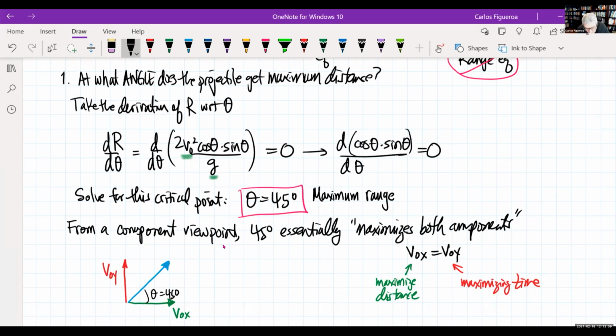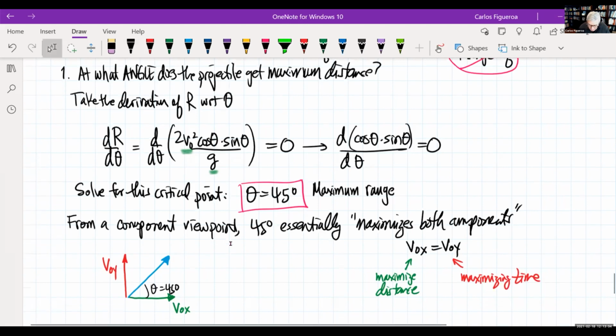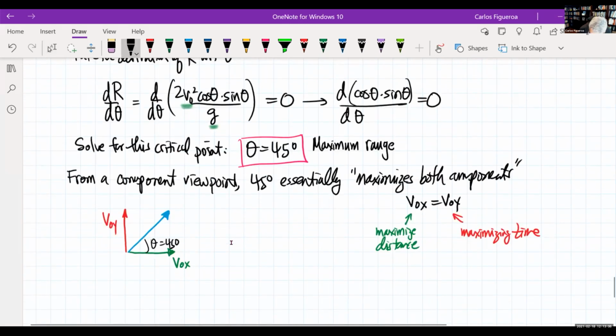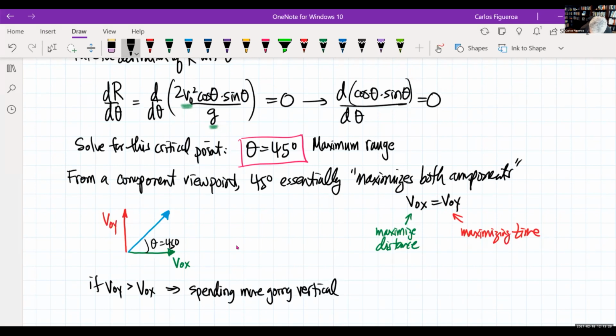If I go a little bit too high above this, right? So now if v initial y is a little bit bigger than v initial x, then you're spending more going vertical than horizontal.